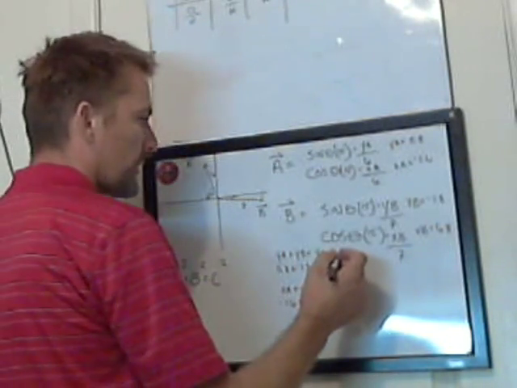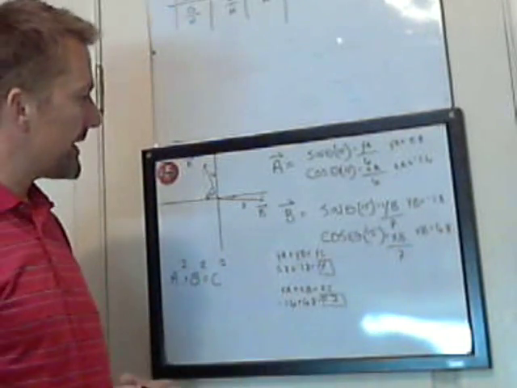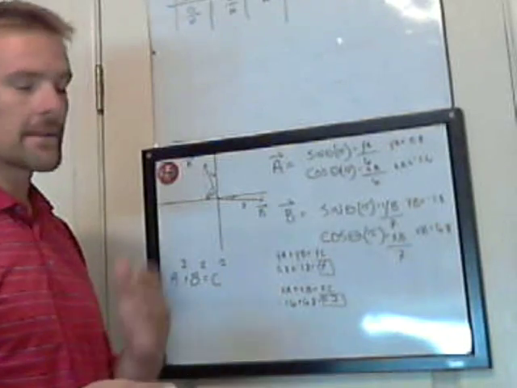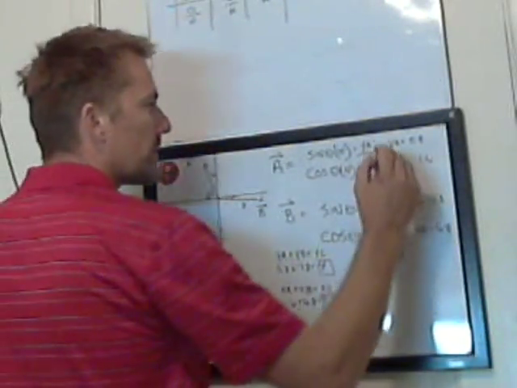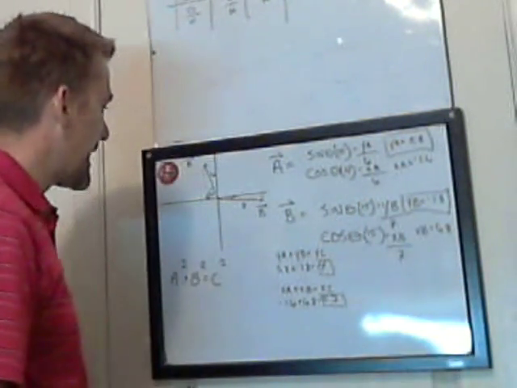Okay, same thing for the cos. Cos 15 degrees equals XB divided by 7. Punch that in your calculator, get the XB by itself. XB will equal 6.8. Okay, so now we have all of our lengths for all of our different spots. And we need to now create a triangle.